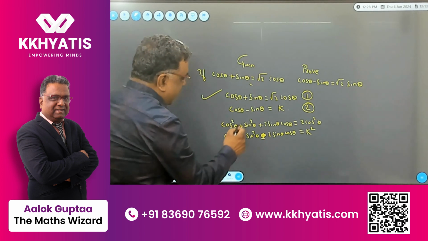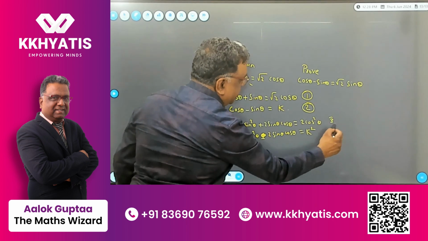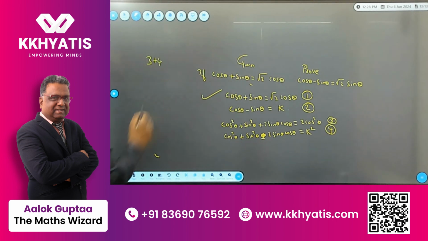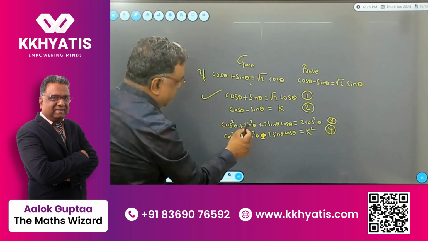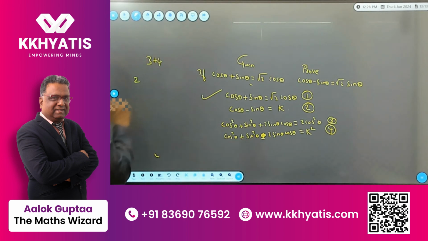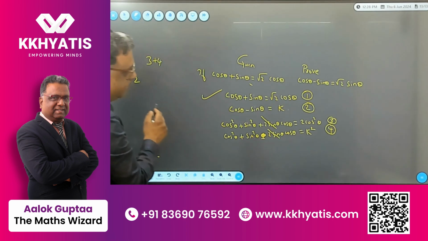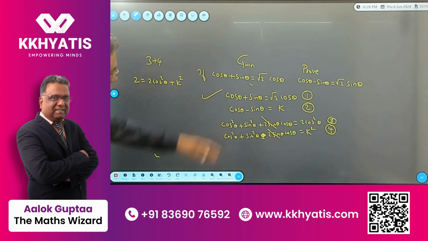Now I will add both of these. So this equation became 3 and this equation became 4. So now I will do 3 plus 4. If I do 3 plus 4, cos square theta plus sin square theta is 1. Here also cos square theta plus sin square theta is 1. So if I add both, it will become 2. When I add, this cancels out. So here only 2 will remain. And what will be there? There will be 2 cos square theta plus k square. Okay? It will be added on both sides, there also.